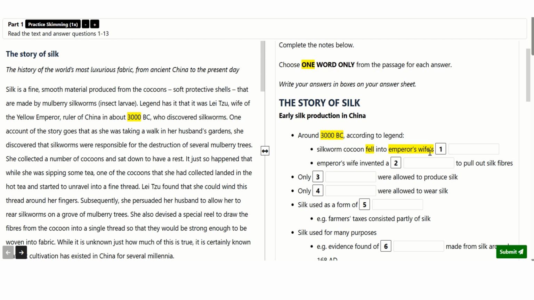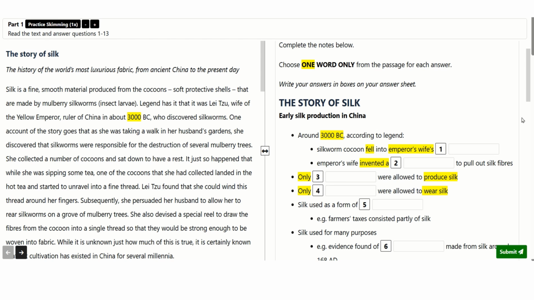We need to find where they talk about. But whenever you mark keywords, make sure you mark the next keyword as well. Why? What if you miss the location? So you might get a hint here. Emperor's wife invented a means something singular, to pull out silk fabrics. Only dash were allowed to produce silk. Only dash were allowed to wear silk. So these are our main keywords.